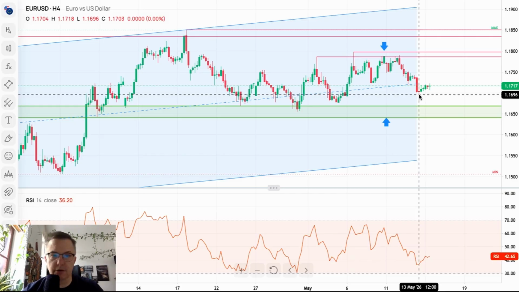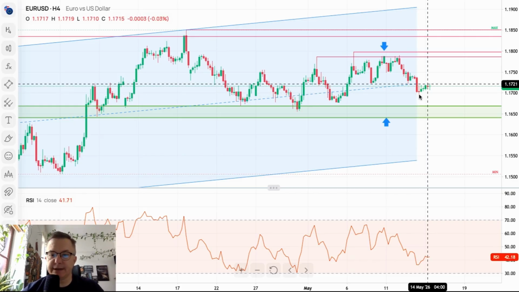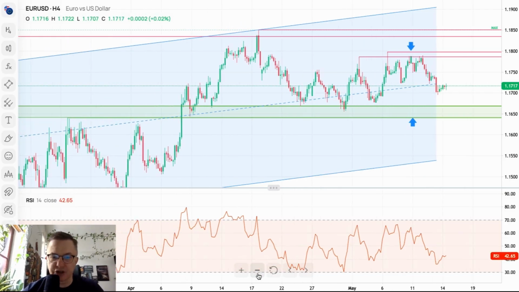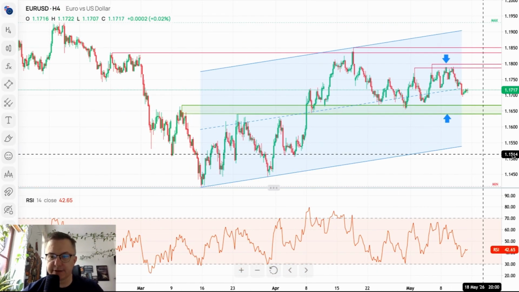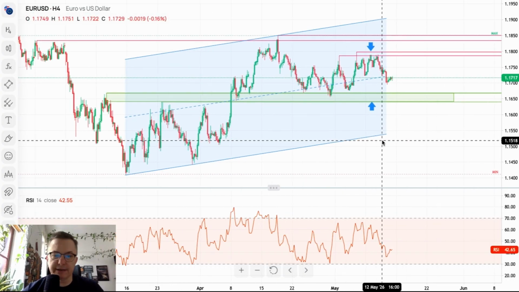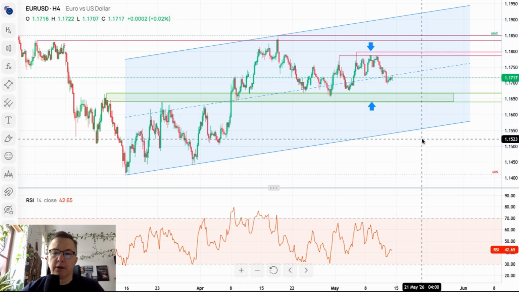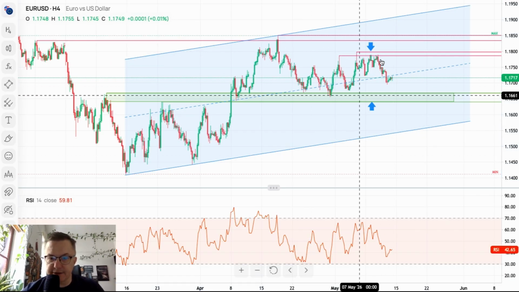Right now, a local low was 1.1696, and the market is trading very steadily, roughly around the middle of the channel. Let me just adjust the channel so we can see what will happen next. So we got this kind of a nice channel here. Let me just make it a little bit wider. As you can see, there is some kind of a channel here.